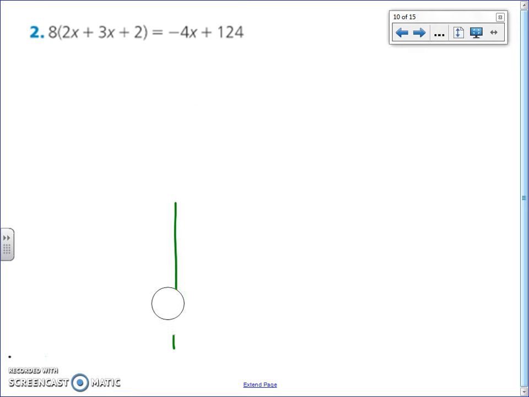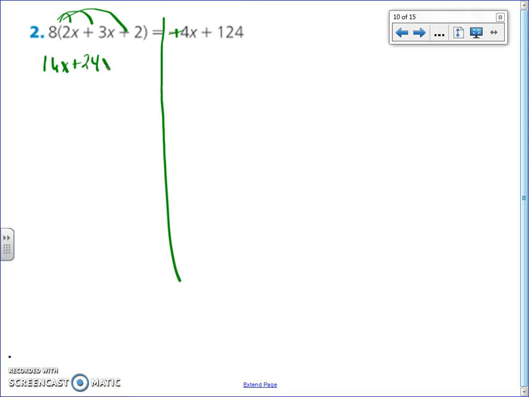All right, as I was solving this problem, I realized that the book made an error. So I'm going to go ahead and change this to a positive 4 because that was the error that I was finding. So I'm going to go ahead and split this into two sides. I'm going to distribute here with my 8. I would get 16x plus 24x plus 16 equals 4x plus 124. When I do that, I'm going to combine like terms to get 40x plus 16 equals 4x plus 124.